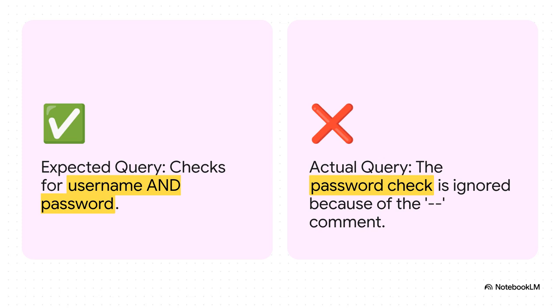On the left, you see the code that the website was supposed to run. It's a simple command: find a user where the username matches administrator and the password is correct. Makes sense. But look at the right. That's what actually ran because of our little injection. That double dash, in the world of SQL, that's a comment. It tells the database, hey, just ignore everything after this point. And what comes after it? The entire password check. So the database just finds the administrator user, shrugs, and lets the attacker right in.